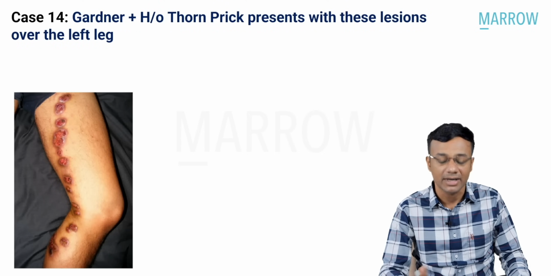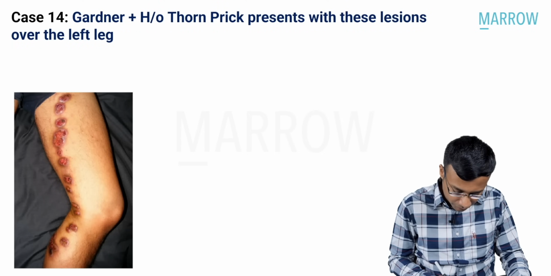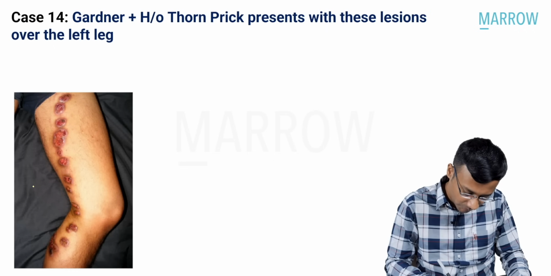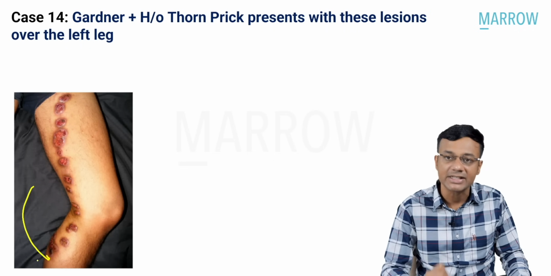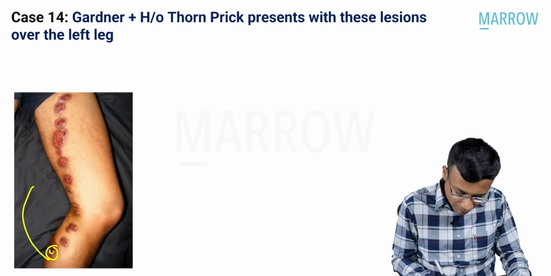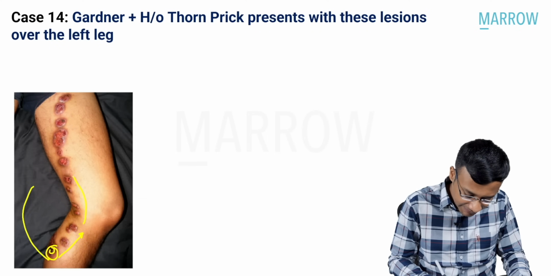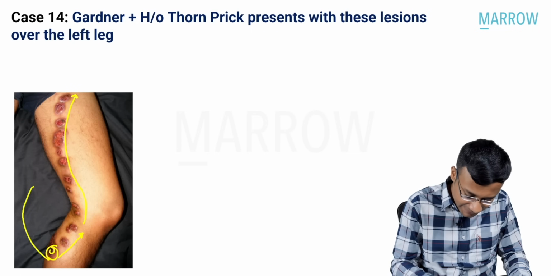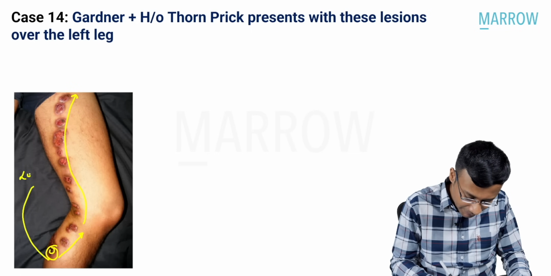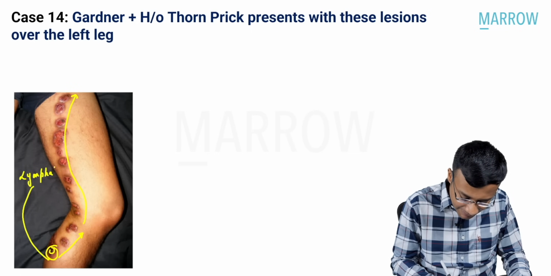Next is a case of a gardener who gives history of thorn prick. So after thorn prick, what is happening? You can see this lesion. You have nodulo-ulcerative lesions. They show proximal extension and linear pattern of lesions. Why is it a linear pattern? Because of involvement of the lymphatics of the extremity.